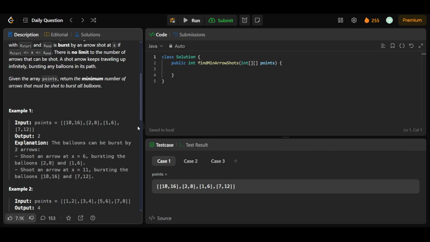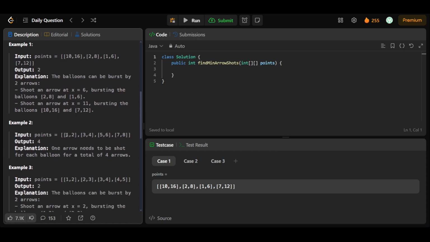So what we can do is, for every interval we'll be checking the common intervals which we can have. For example 2,8 and 1,6 have a common interval, that is the points 2, 3, 4, 5, 6. So these two balloons can be burst by just one arrow. Similarly for 10,16 and 7,12, we have the common area at 10, 11, 12. So these two balloons can also be burst by just one arrow, so the output comes out to be 2.